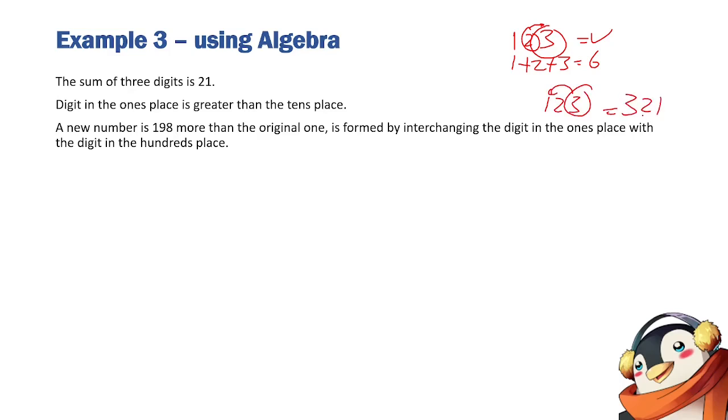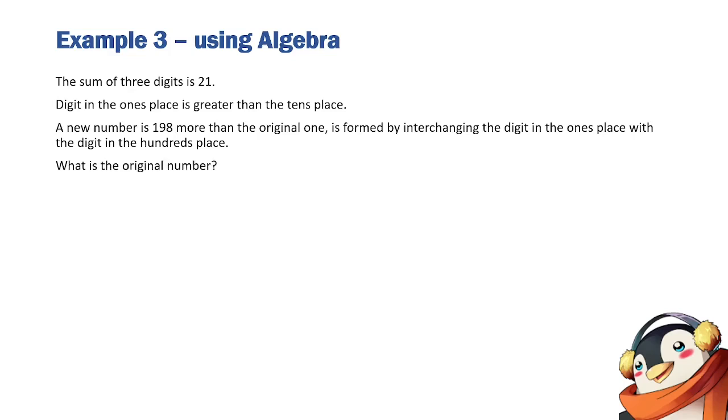Here the 2 doesn't change. But you have 3, 2, 1 minus 1, 2, 3. It doesn't give you 198, so this is not the answer. But the answer must give you 198. What is the original number they want to know?